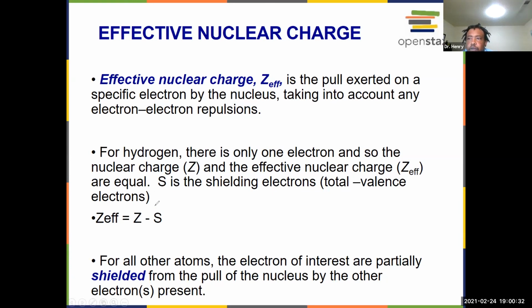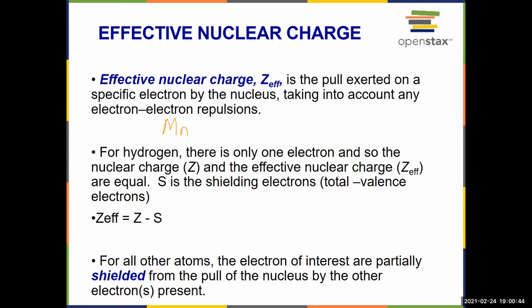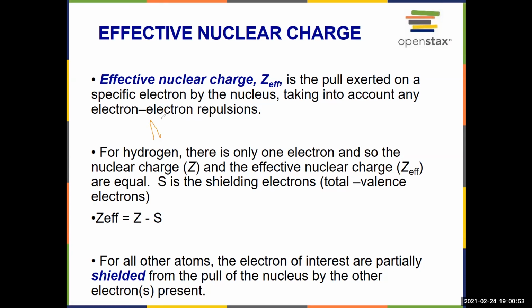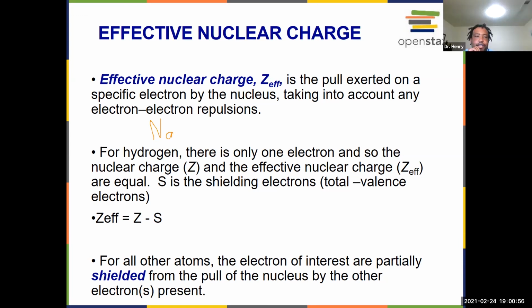So what is the atomic number? Let's do magnesium. Actually, let's do sodium. That's 11. Okay, so sodium is 11. So that means 11 minus S. So the S represents your shielding electrons. So it's the total number of electrons minus the number of valence electrons.